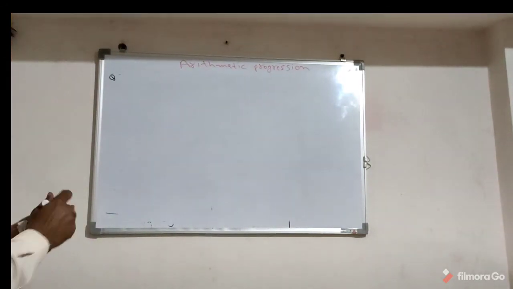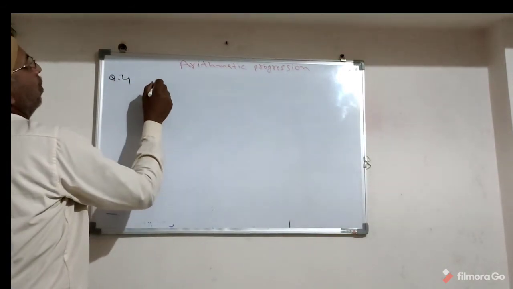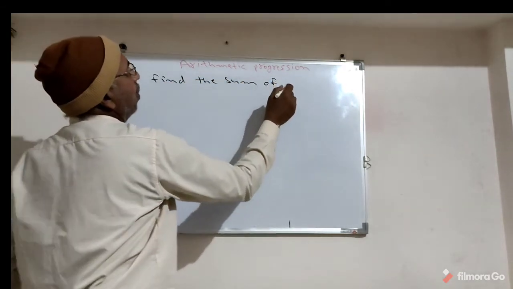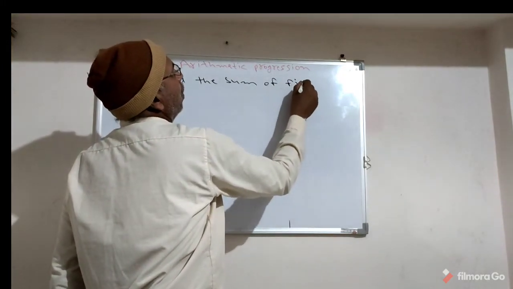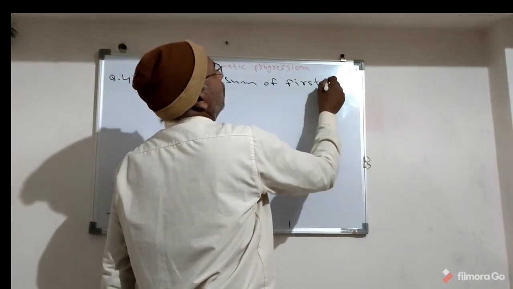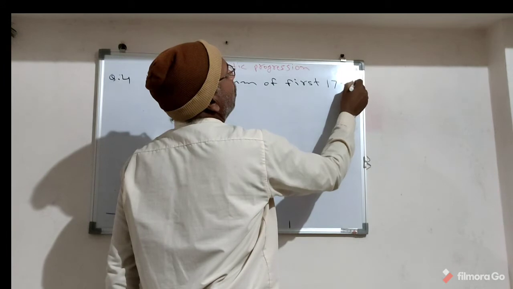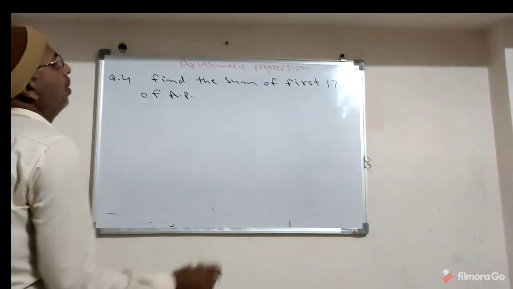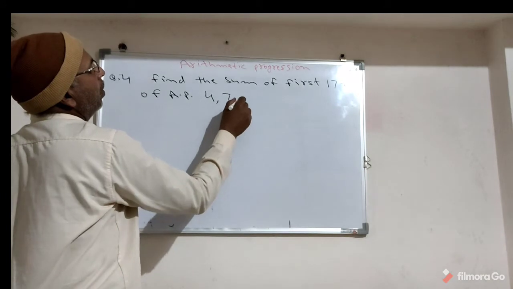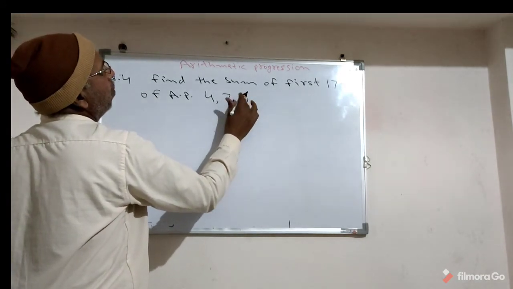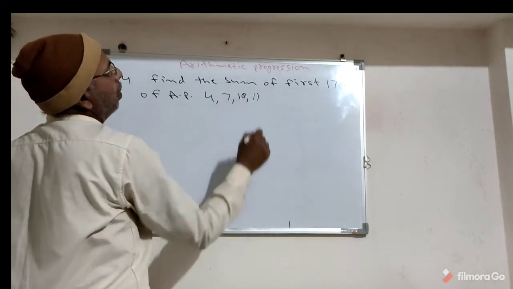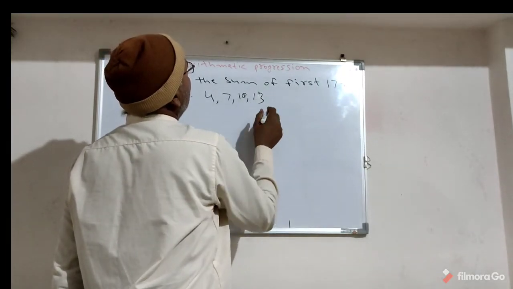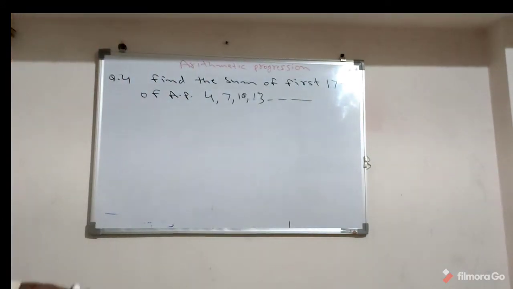Question number 4. Find the sum of the first 17 terms of the AP 4, 7, 10, 13.